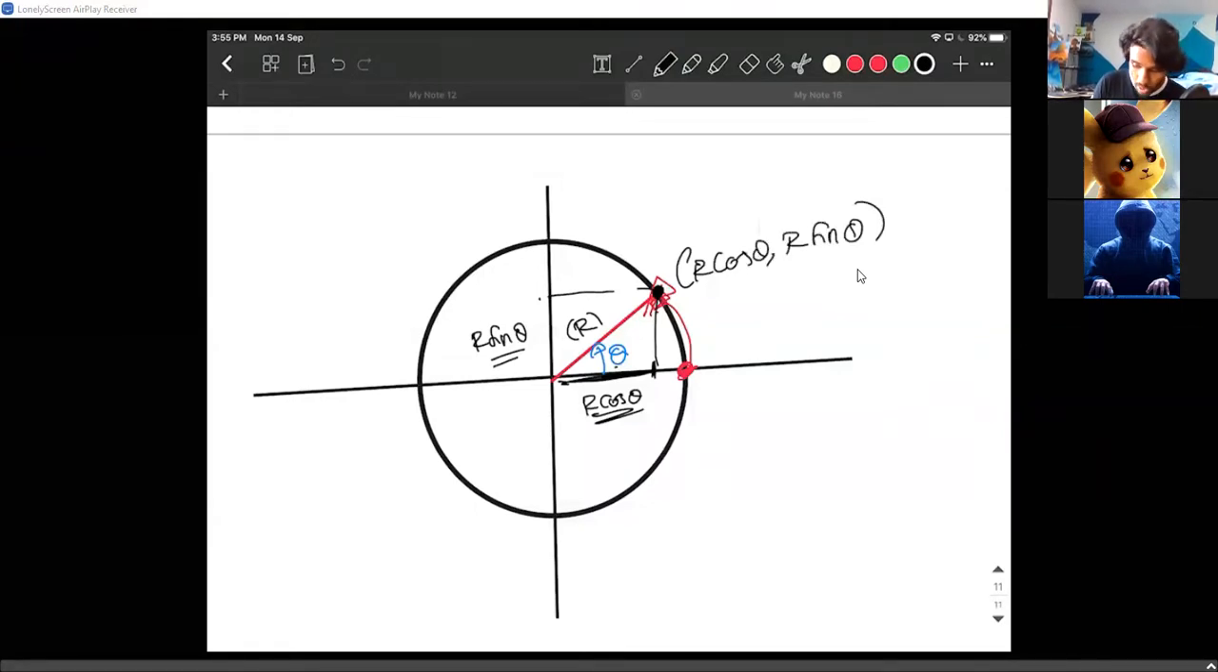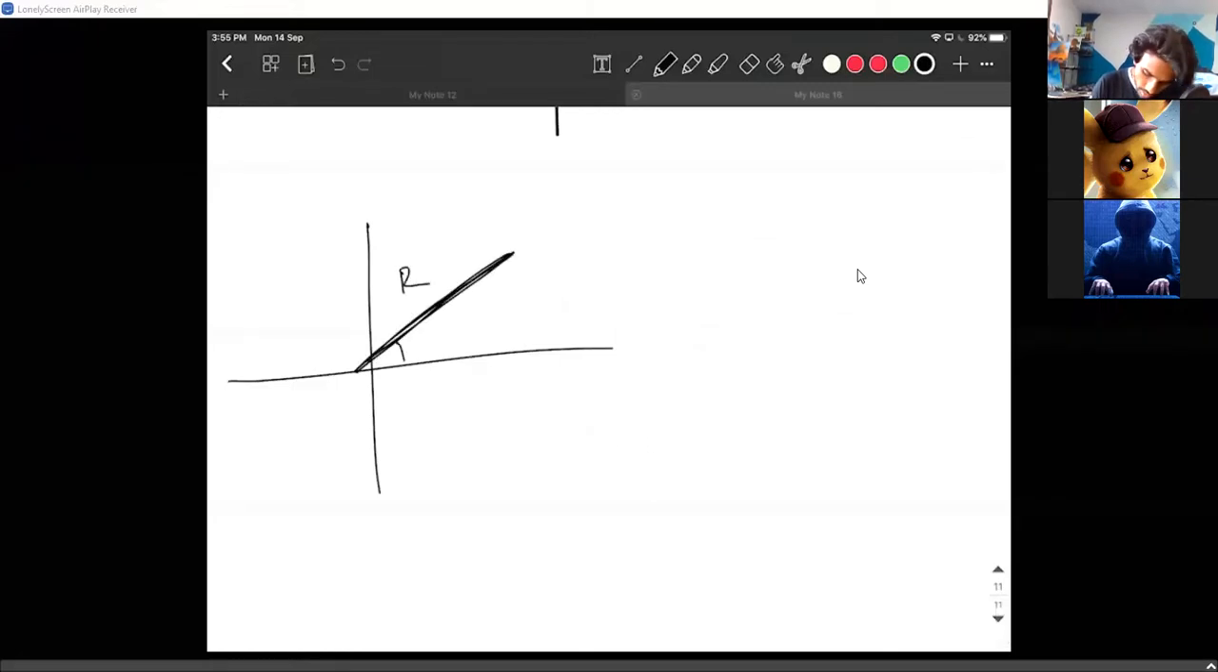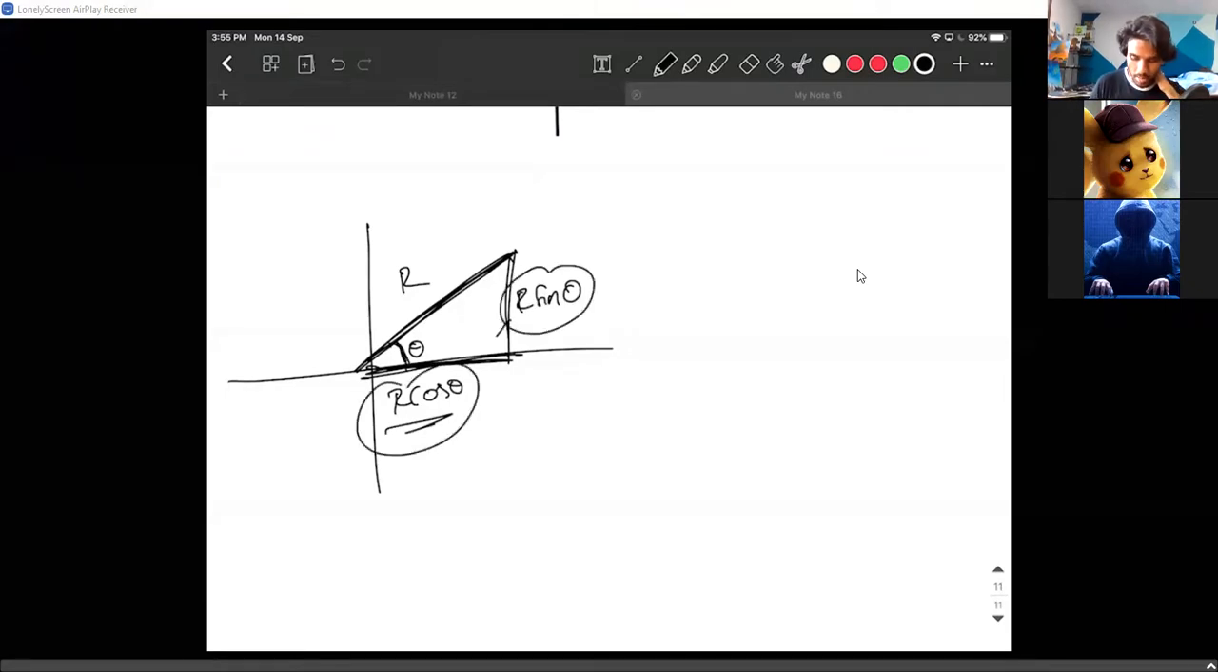This is the most important point. Remember, writing the coordinates of this point is nothing but r cos theta, r sin theta. If you don't know how to write it, let me show that to you also. This is the radius and this is theta. This is a triangle, right? In a triangle, this is nothing but r cos theta and this is nothing but r sin theta, because cos theta equals adjacent side by hypotenuse, sin theta equals opposite side by hypotenuse.